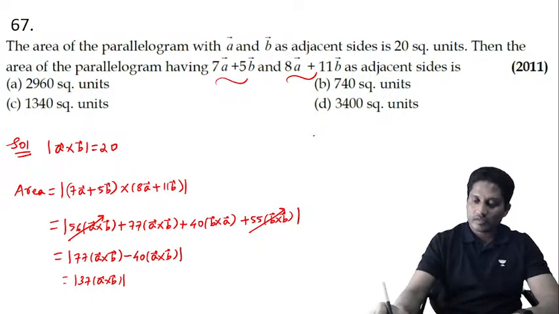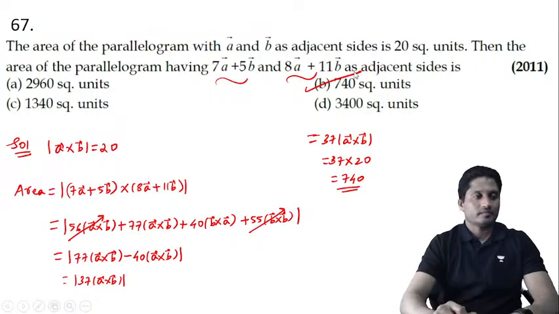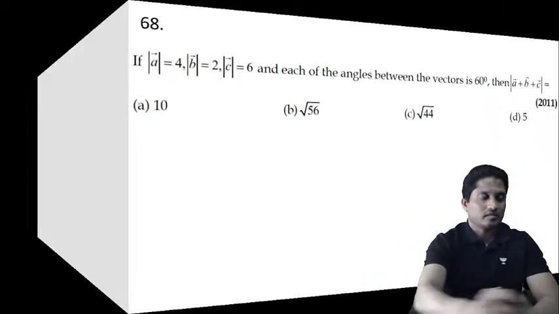37 I'm going to take out. And then you get mod of A cross B. 37 and mod of A cross B is 20, which is 740. Answer is option B. Right, let's move to the next question.